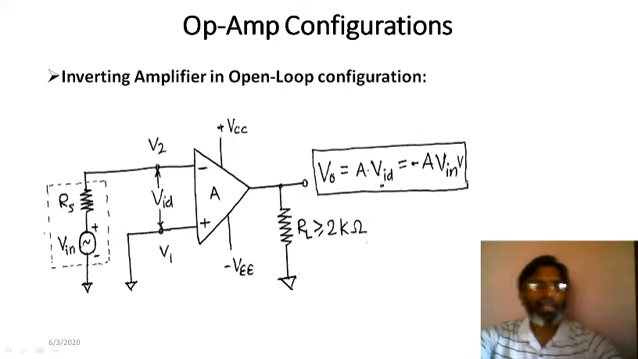Now see, this is the inverting amplifier in open loop configuration. So you can see here, we have the op-amp. This is the op-amp symbol.